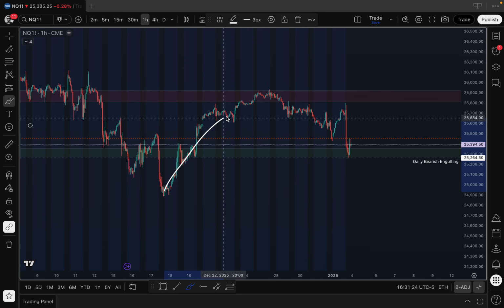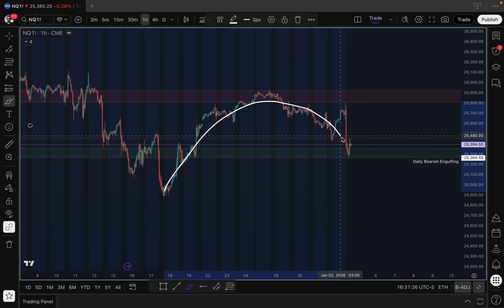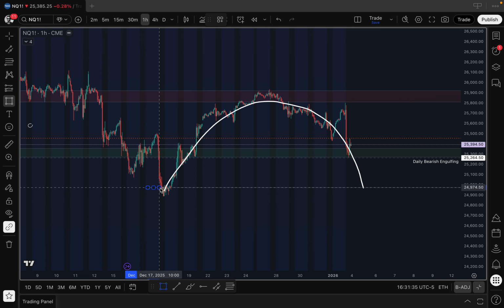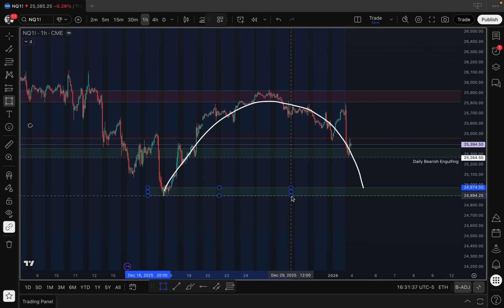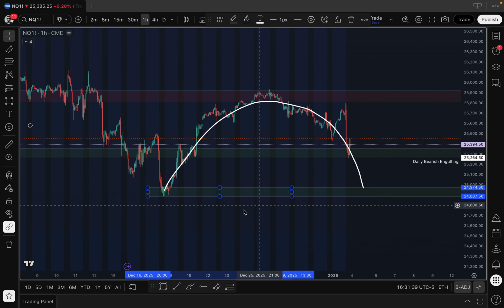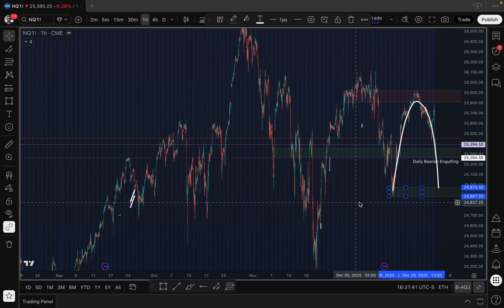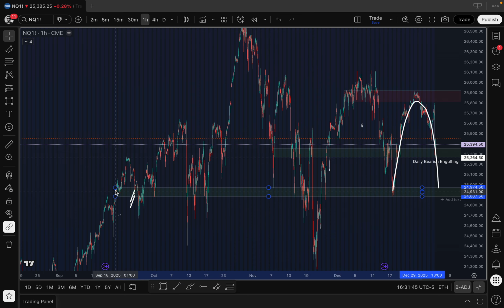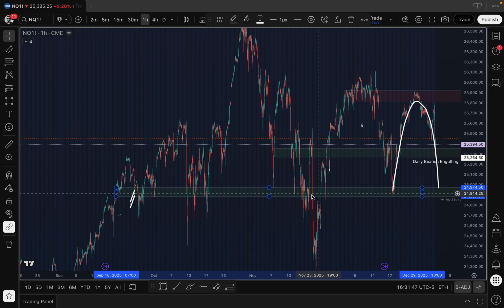I see this as a potential inverse cup, okay? So I can see this as an inverse cup that comes down to this area down here. And so for that reason, I'm going to make this right here another zone. I'm going to scroll out and say, is there anything that would make sense for this to move over in this area? There is, right?